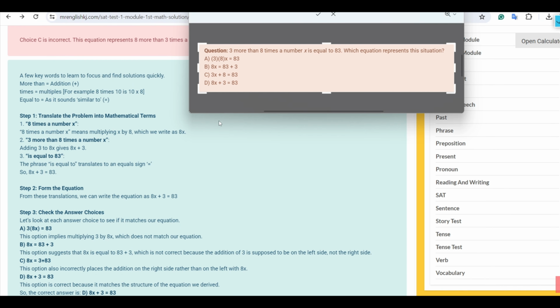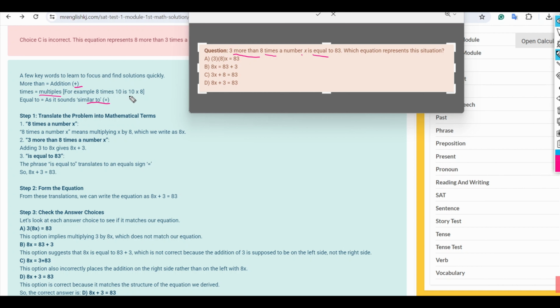How? Let's see. 3 more than 8 times a number x is equal to 83. Which equation represents this situation? Right. So we need to focus on some keywords. More than means addition. We are adding something. Times means multiply. Equals to means similar to. We know based on all this, it is telling us 3 more than 8 times a number x.